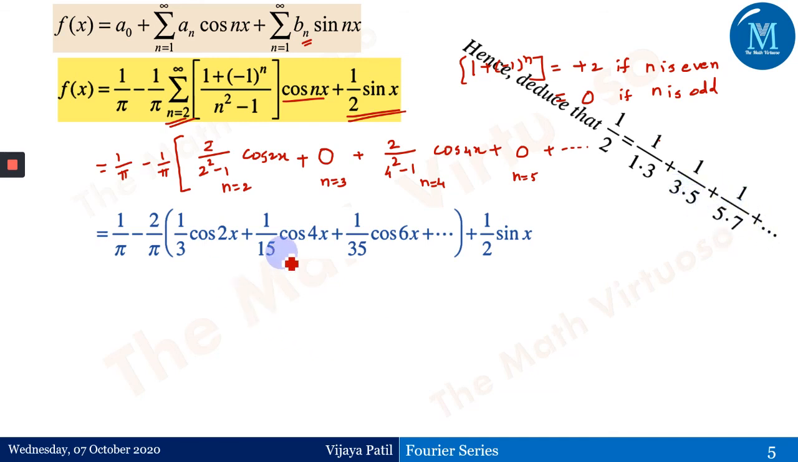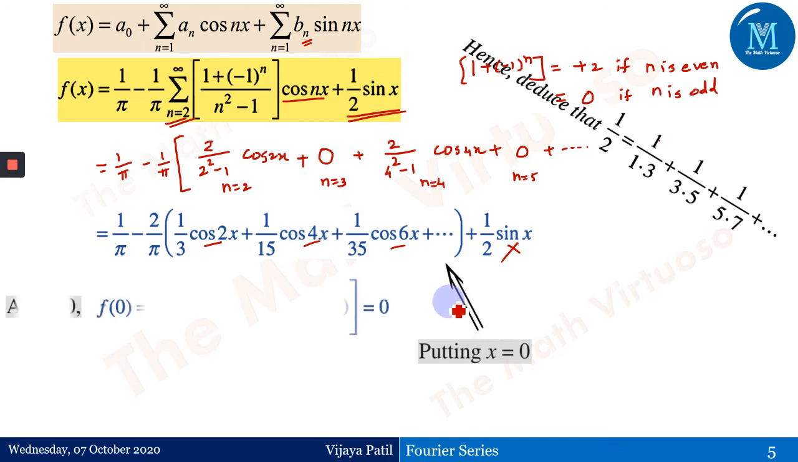And therefore, if I'm putting x equals 0 here, why do I need to put x equals 0? Because I don't want the sine term. So this has to vanish, and the remaining terms, everything I want, but with the coefficient as 1. So this should be 1, this should be 1, this should be 1. And this is happening only if I have x equals 0.